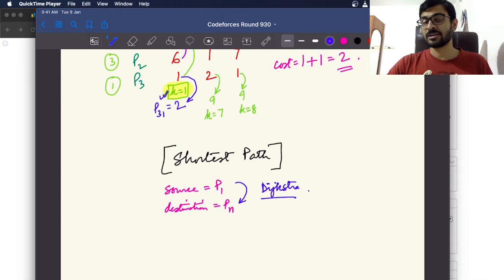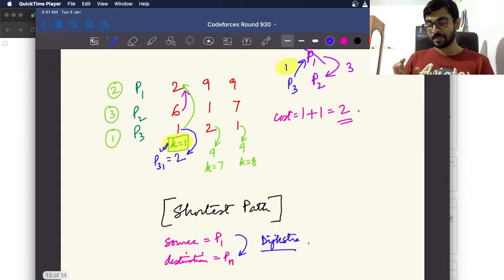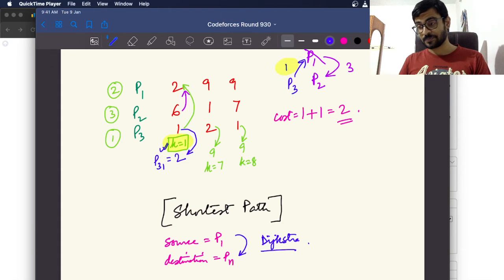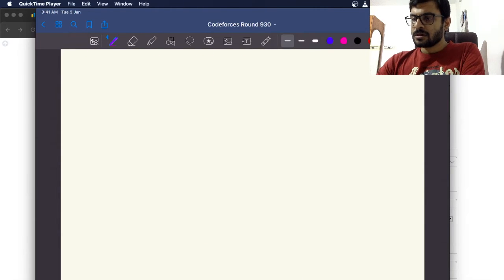Can we apply the Dijkstra directly? Now the problem is that those values are changing. Applicability of edges will change if my values are changing. But for that, we can actually make some observations. Let us see.